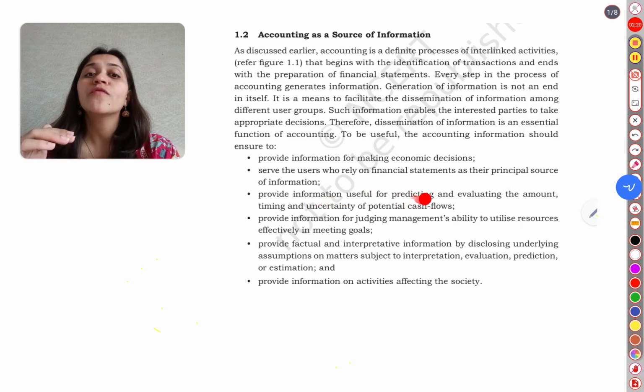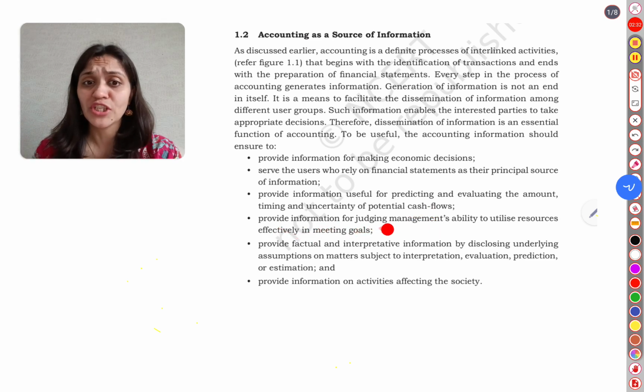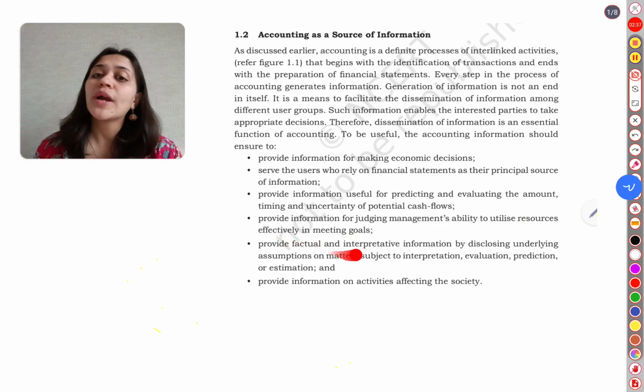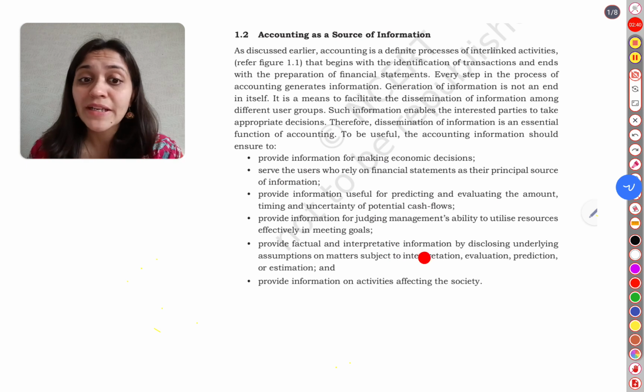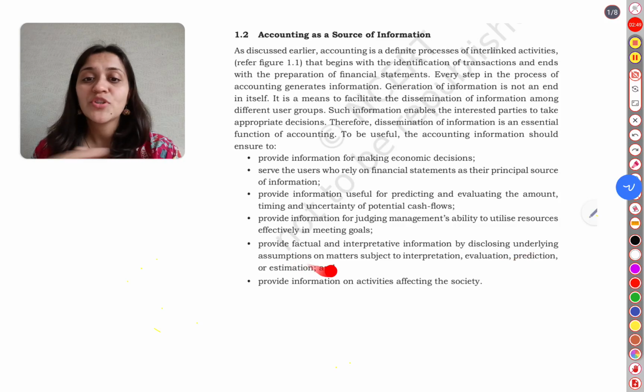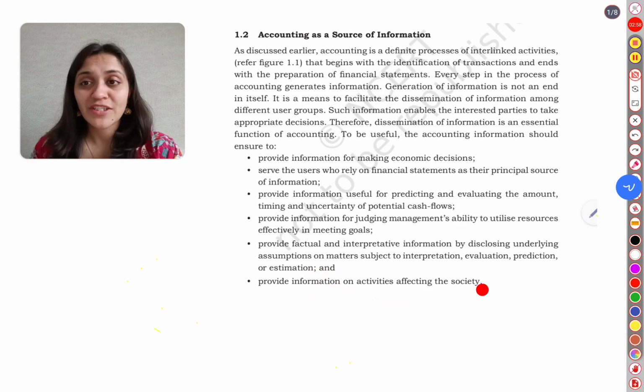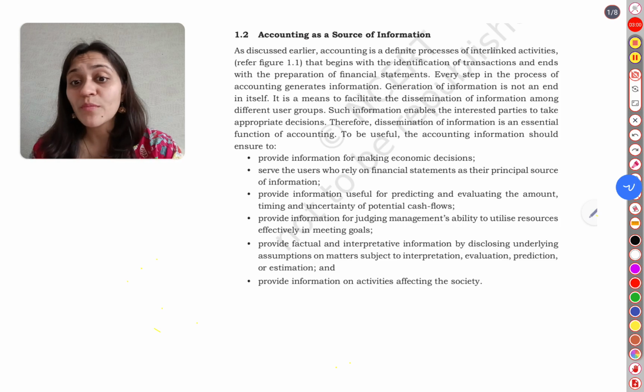Provide information useful for prediction. Prediction means forecasting for the future and evaluating the amount, timing, and uncertainty of potential cash flows. Provide information for judging management's ability to utilize resources effectively in meeting goals. Provide factual and interpretative information by disclosing underlying assumptions on matters subject to interpretation, evaluation, prediction, or estimation. Provide information on activities affecting the society. This is one of the most important points.